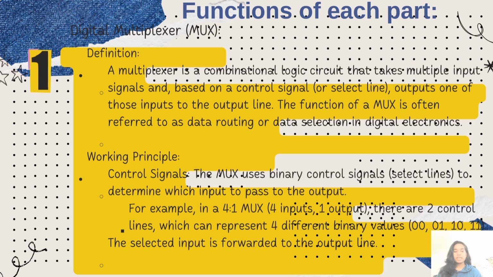So now let us understand the working principle of the multiplexer. The multiplexer uses binary control signals, or select lines, to determine which input to pass to the output. Let us understand this with an example. In a 4 to 1 multiplexer, there are 4 inputs and 1 output. There are two control lines, which can represent four different binary values. The selected input is forwarded to the output line.